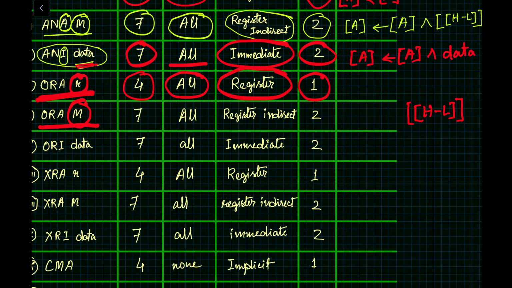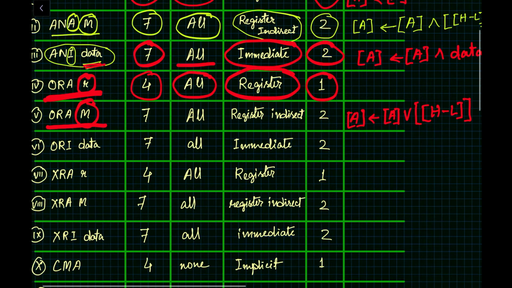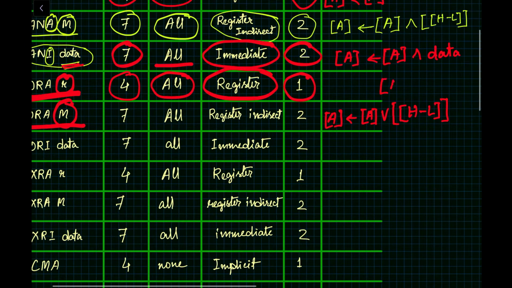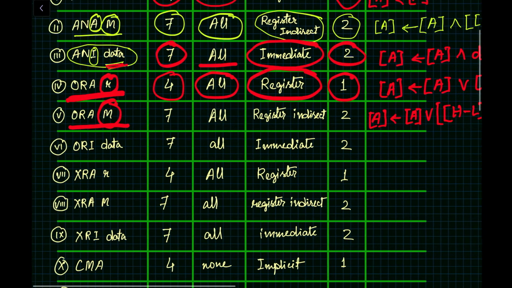So it is just the opposite of the AND operation. This is the OR symbol. We have to do the OR operation with the content of the accumulator and the result will be stored in the accumulator. Similarly, in the previous case also we have to OR the content of the accumulator with the content of the register and store the result in the accumulator. Okay, so this is the operation for the previous case.